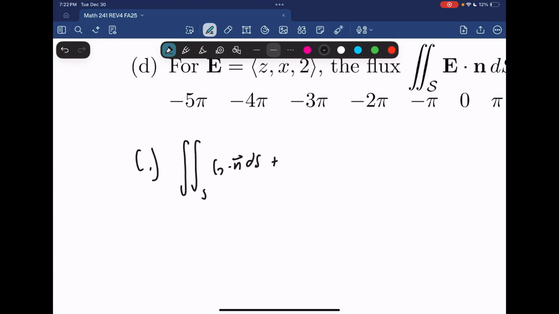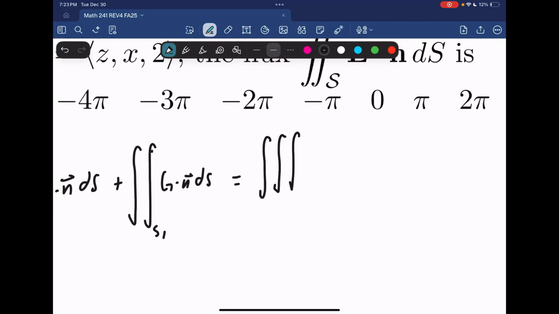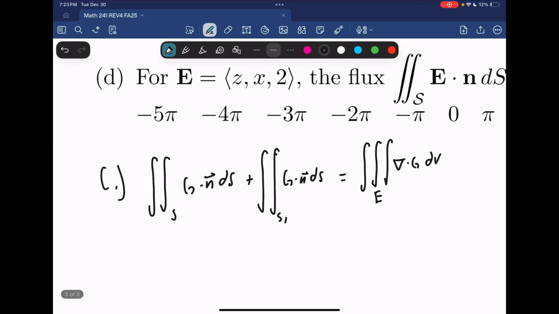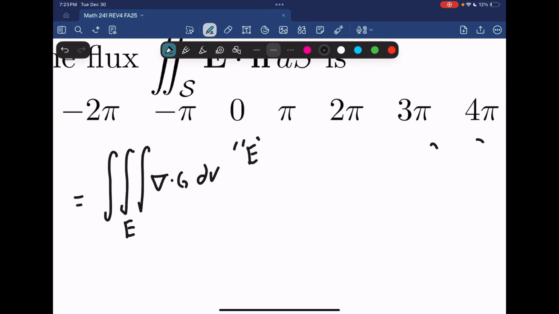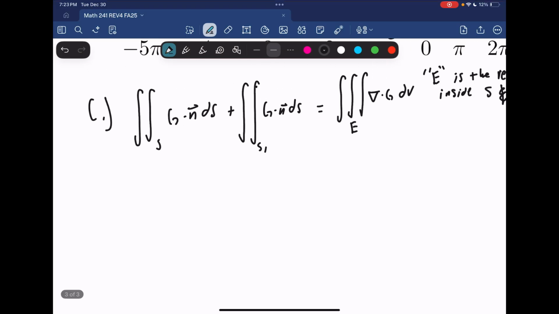So what I do is add the flux over S1 of G dot n dS, which is now equal to the triple integral over E of del dot G dV. Now E, we're going to say, is the region inside S and S1. Okay, so what we want to find, though, is this.